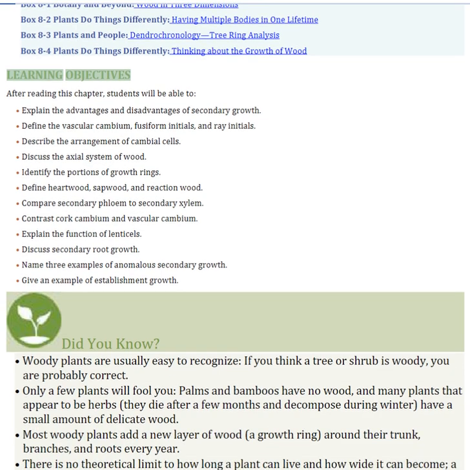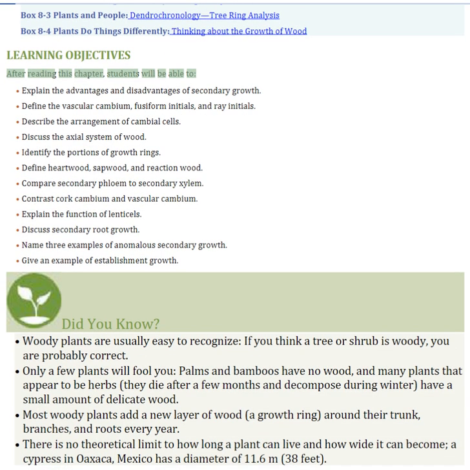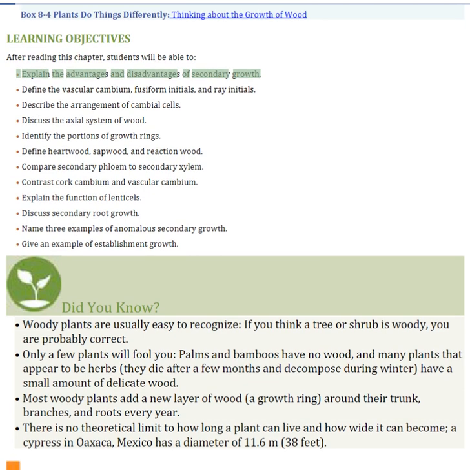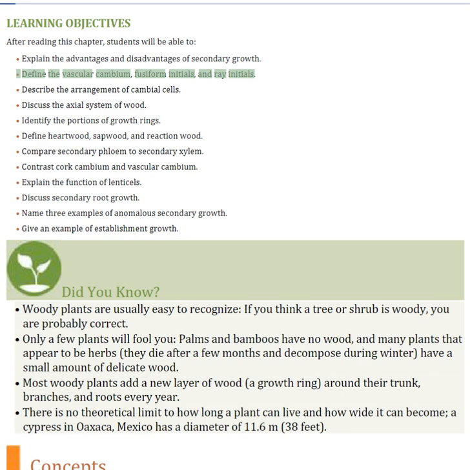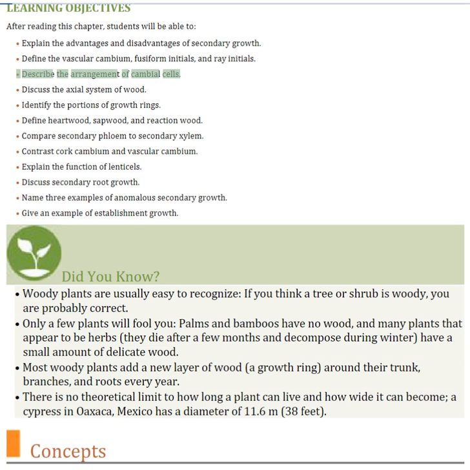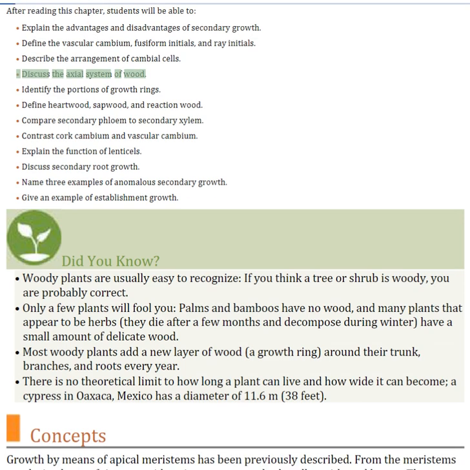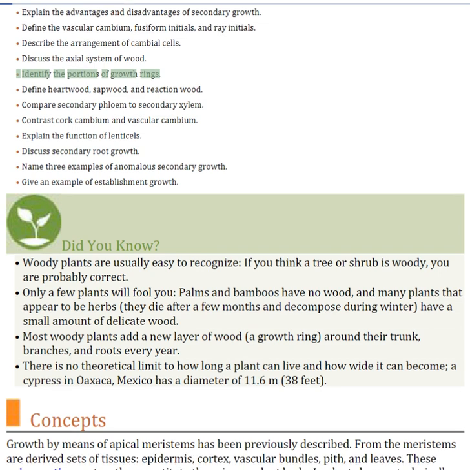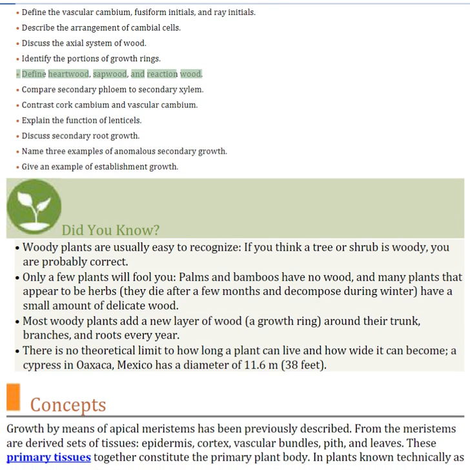Learning objectives. After reading this chapter, students will be able to explain the advantages and disadvantages of secondary growth. Define the vascular cambium, fusiform initials, and ray initials. Describe the arrangement of cambial cells. Discuss the axial system of wood. Identify the portions of growth rings. Define heartwood, sapwood, and reaction wood.